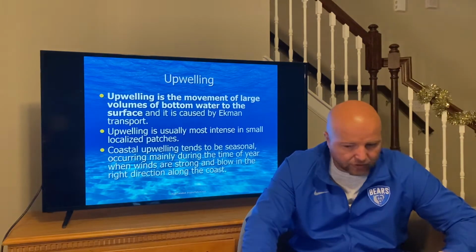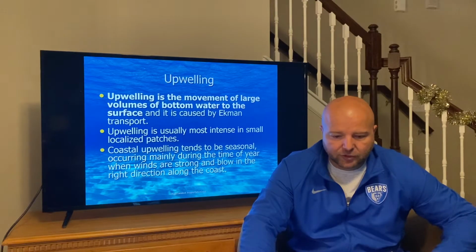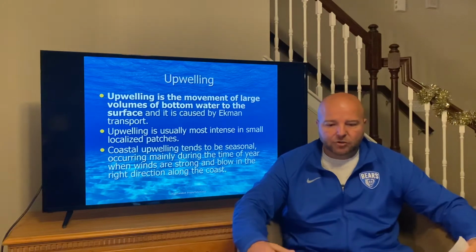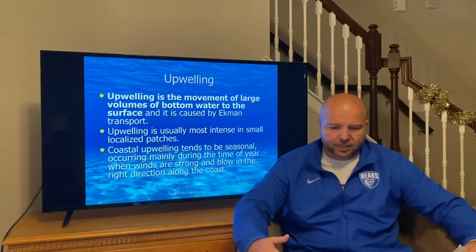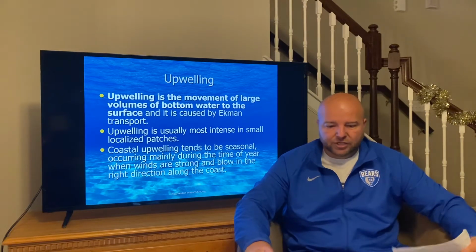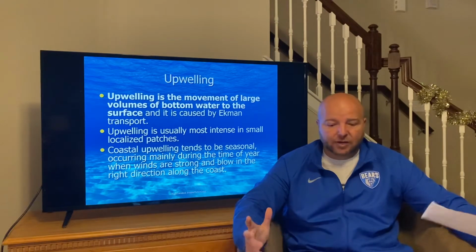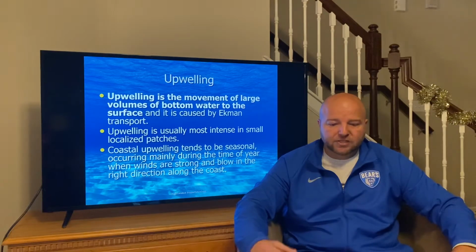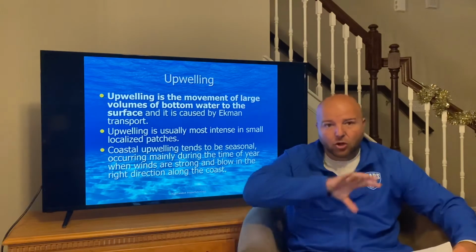All right, we're going to keep on going, try to make this lesson as short as we can. Upwelling. Notice the bold part there, go ahead and write that down. Upwelling is the movement of large volumes of bottom water to the surface. It's caused by Ekman transport. It's usually in very intense but small, localized patches. It does not occur everywhere, just in small little areas. Coastal upwelling tends to be seasonal, occurring mainly during the time of year when winds are strong and blow in a direction along the coast.